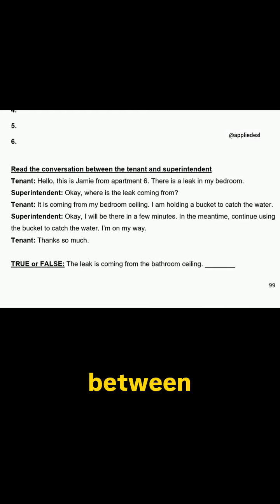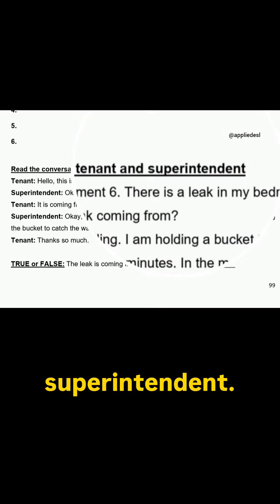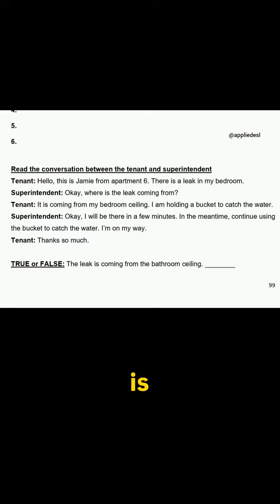Let's look at the conversation between tenant and superintendent. You want to go over these two words first. A tenant is a person who lives in the apartment or the home. A superintendent is the person who makes sure everything in the building is safe and comfortable. We also call this a building manager. You can have two students practice reading the conversation.